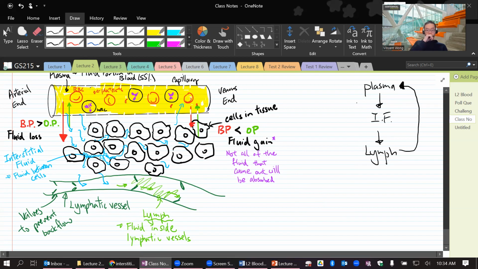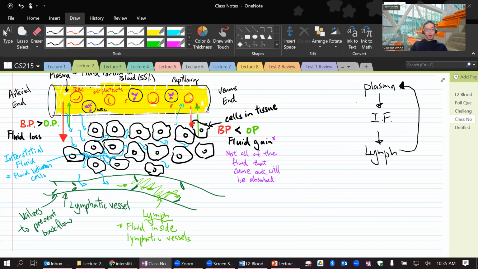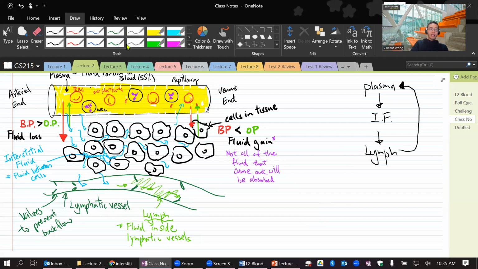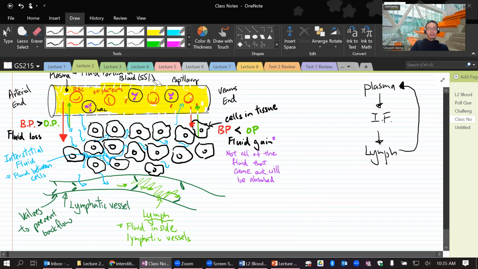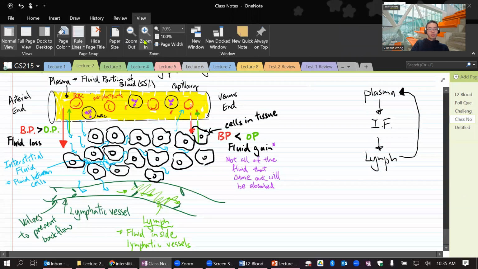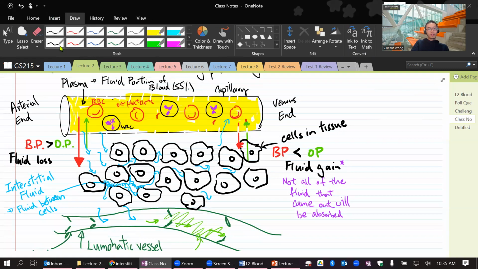All right. Now you might be thinking, why go through all this trouble? What's the point of having the fluid come out, go between the cells, go into the lymph, and then eventually just go back to the plasma? Does this serve any purpose? It does. Let's say, and you don't have to ruin your diagram like what I'm about to do. You can just watch. I can do it because I can erase it easily.